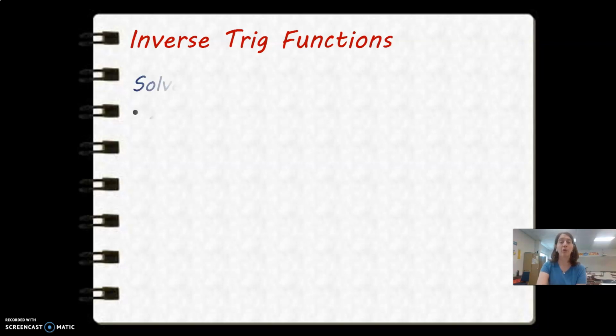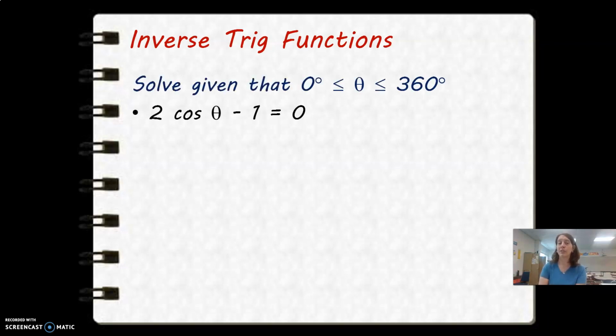So let's work through a couple of those examples together. My job is to solve, given that my theta, my answer, is between 0 degrees and 360 degrees. That just means my answer is somewhere on the circle that we have on our Cartesian plane. The question says 2 cosine theta minus 1 is equal to 0. Our job is to determine the theta that is going to make that equation true.